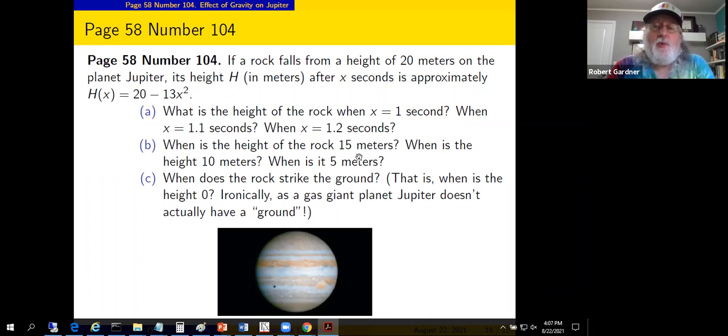When is the height of the rock 15 meters? When is it 10 meters? When is it 5 meters? Part B. Part C, when does the rock strike the ground?